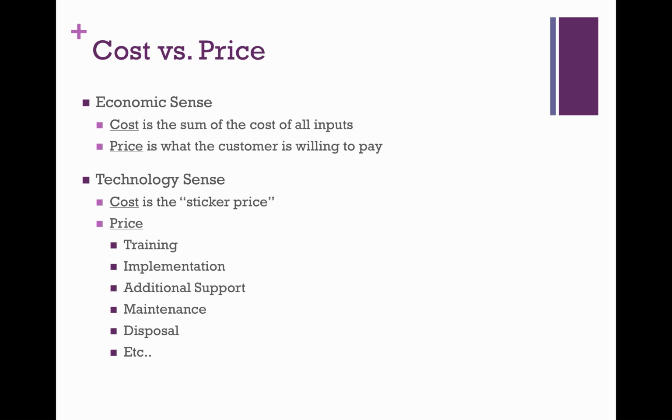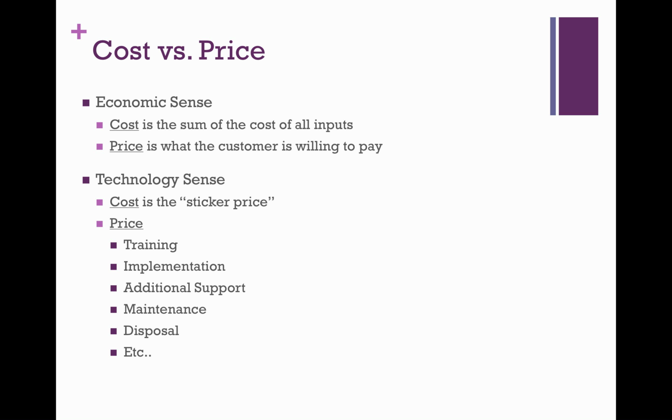So in an economic sense, the cost is the sum of all your inputs. So using my iPhone as an example, the cost to Apple to make this, let's say, is $400. However, I'm paying $200 extra, so I'm paying $600. Obviously, that $200 is the profit that Apple's making. So the price is what I'm willing to pay, and the cost is all the inputs.